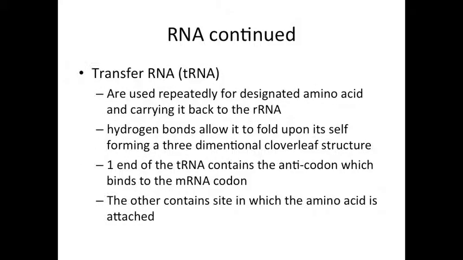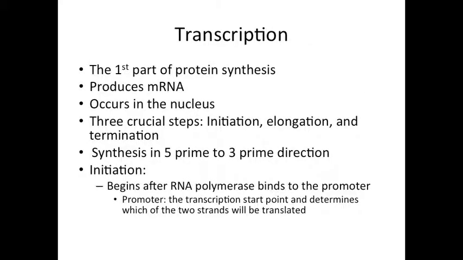The third type of RNA is transfer RNA, or tRNA, and is used repeatedly for designated amino acid and carrying it back to the rRNA. The hydrogen bonds in the tRNA allow it to fold upon itself, forming a three-dimensional cloverleaf structure. One end of the tRNA contains the anticodon, which binds to the mRNA codon, and the other contains a site in which the amino acid is attached to it.